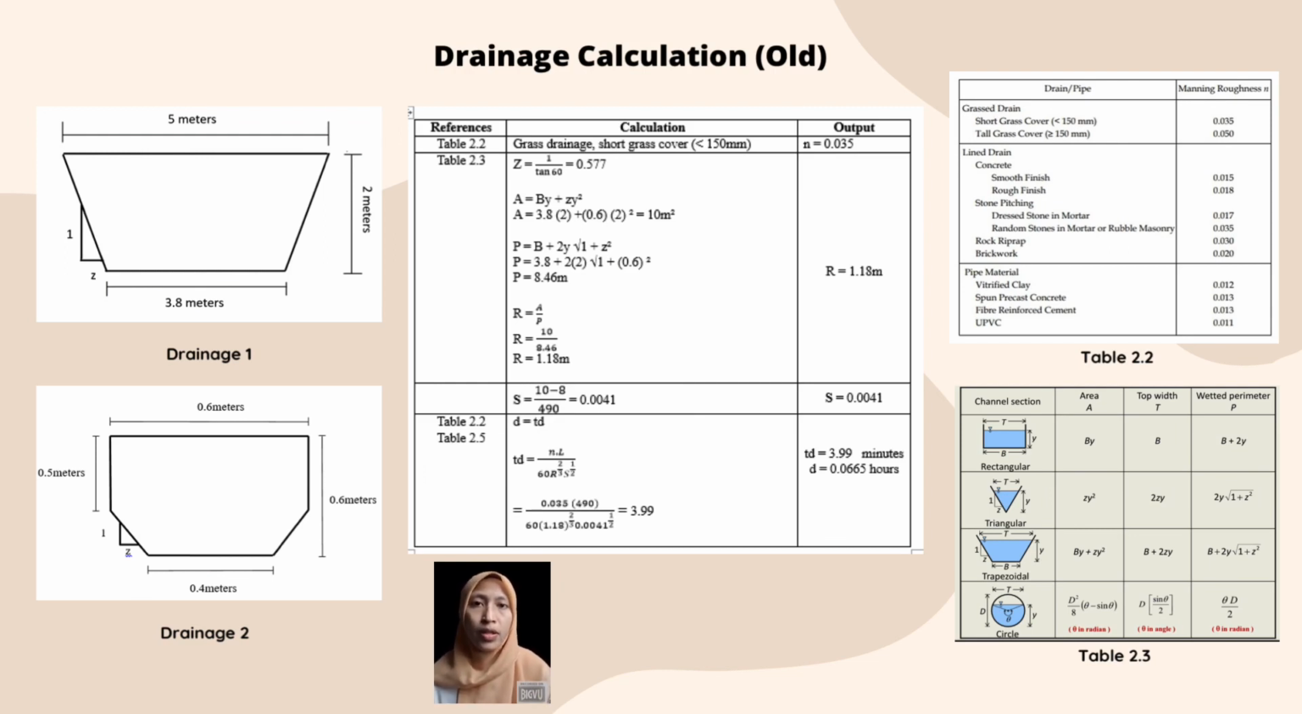The size of this drainage is 5 meters for T, Y is 2 meters, and B is 3.8 meters. For this calculation, the value obtained to get the Z value is 0.577. Using table 2.3 to calculate the area, perimeter, and hydraulic radius gives 10 meter square, 8.46 meters, and 1.1 meters. Then the slope value is 0.0041. Refer to table 2.2 to get the TD value, which is 3.99 minutes.